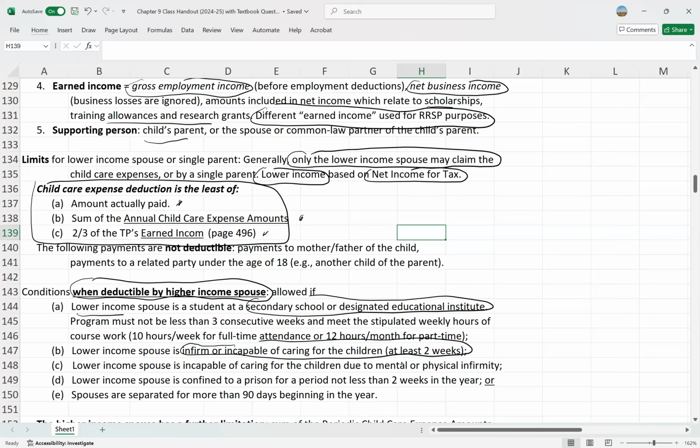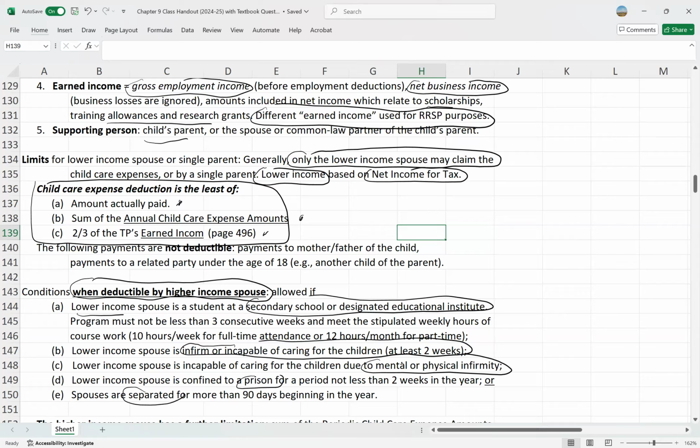The lower income spouse is incapable or has an infirmity lasting for at least 2 weeks. Maybe they are in the hospital. The lower income spouse has a mental or physical infirmity. Maybe they were in a car accident and they can't move around. They have a physical infirmity for 4 months until they recover. Then the higher income spouse can make some of the claim. The lower income spouse is in prison, or if they become separated. Those are situations when the higher income spouse may make a claim.